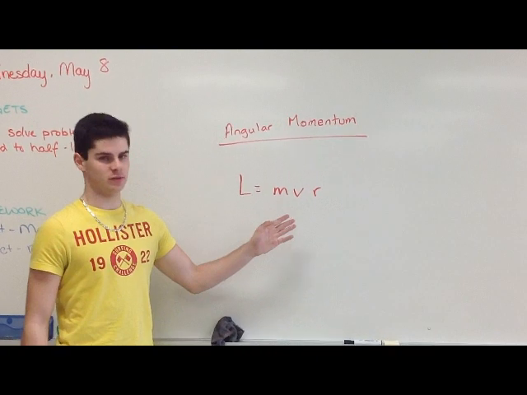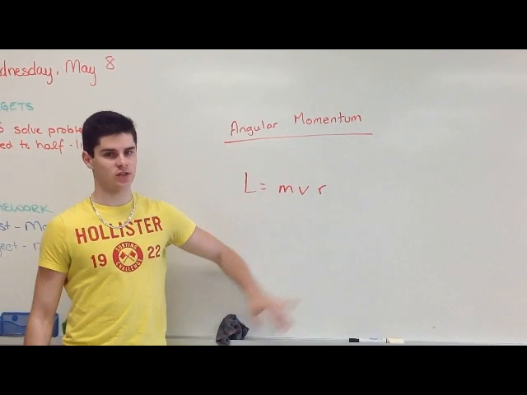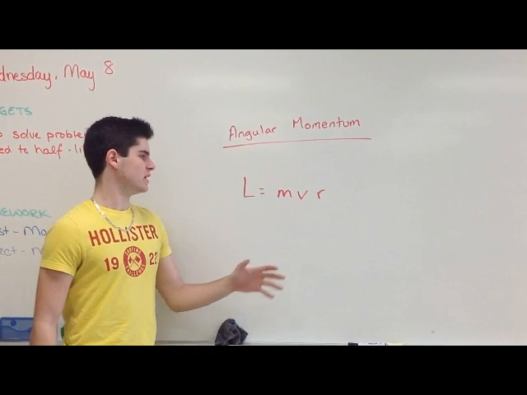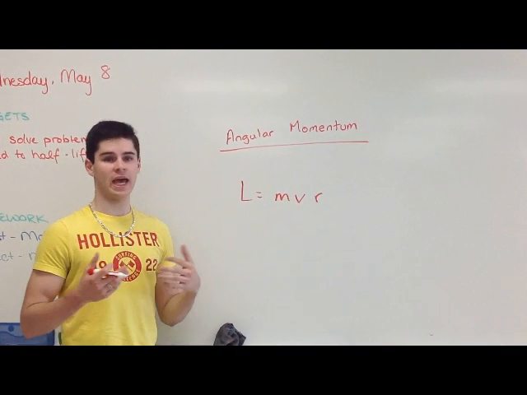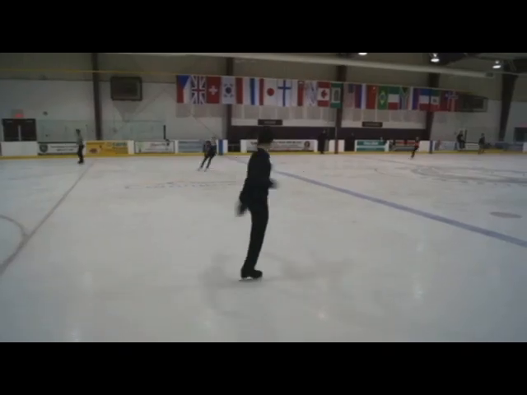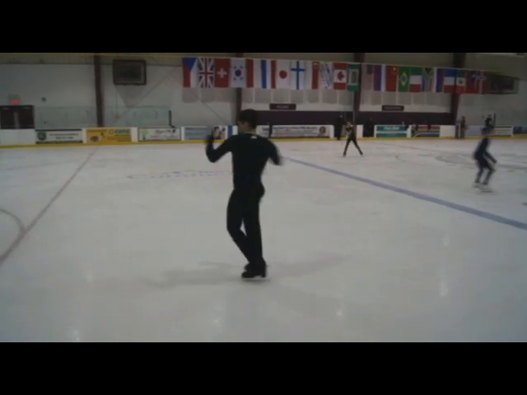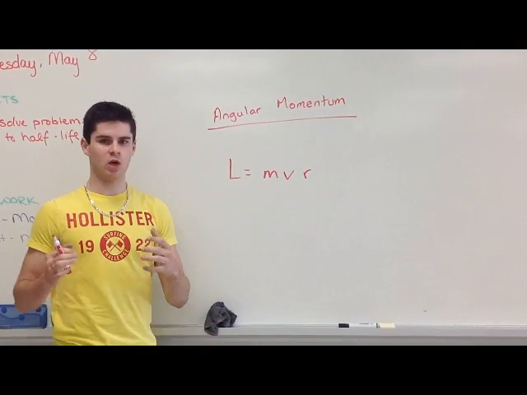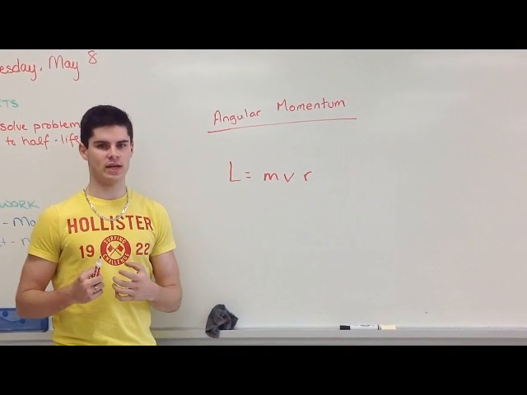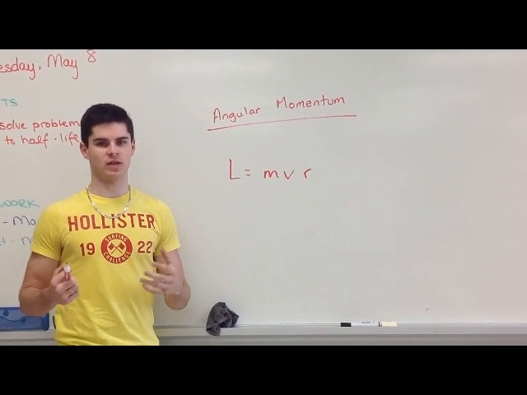In angular momentum, the velocity and radius are inversely related, which means that if the radius is decreased, then the velocity increases, and vice versa. This also exists in figure skating. When a skater is spinning, they start wide and they pull in. When they pull in, they decrease their radius, which therefore makes them increase in their velocity.